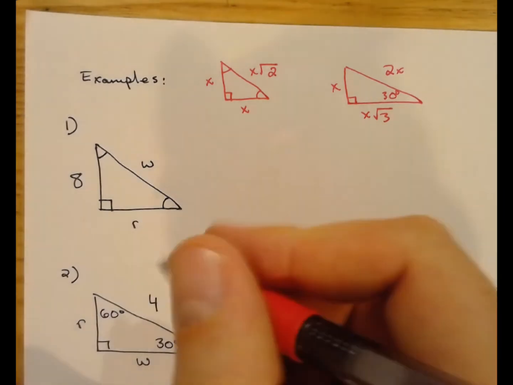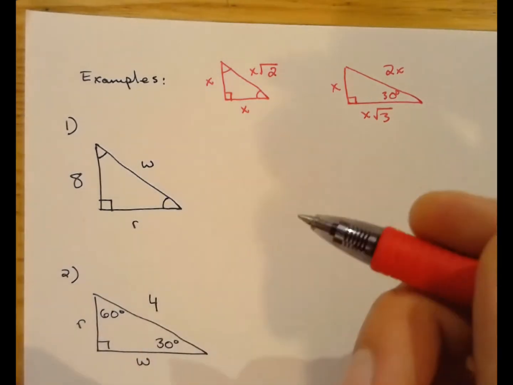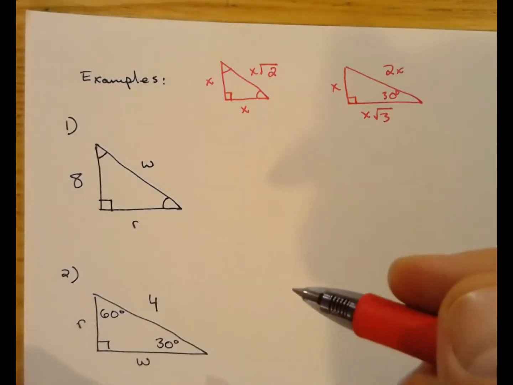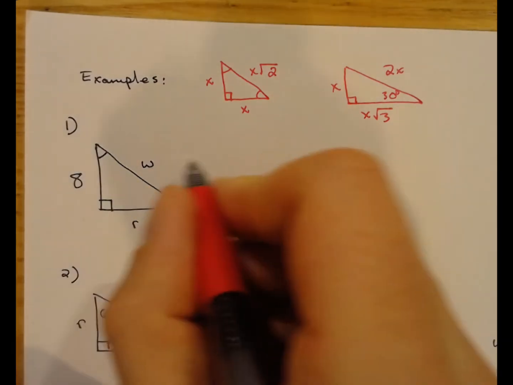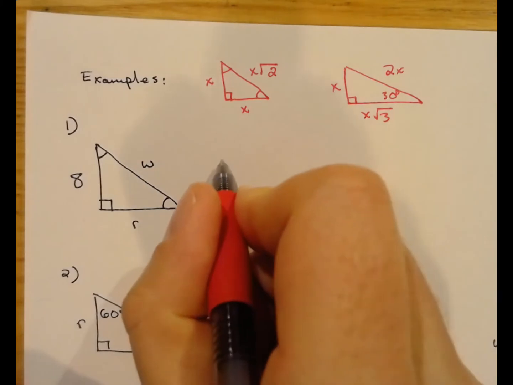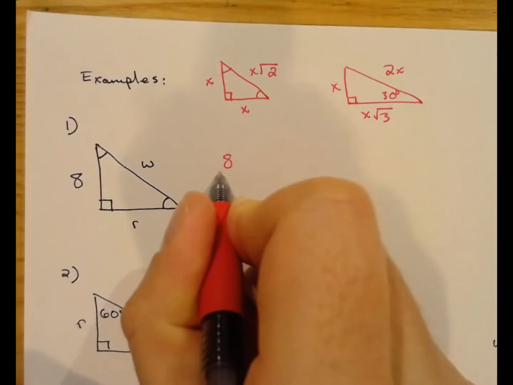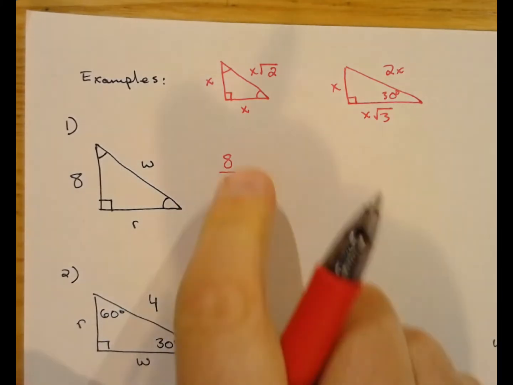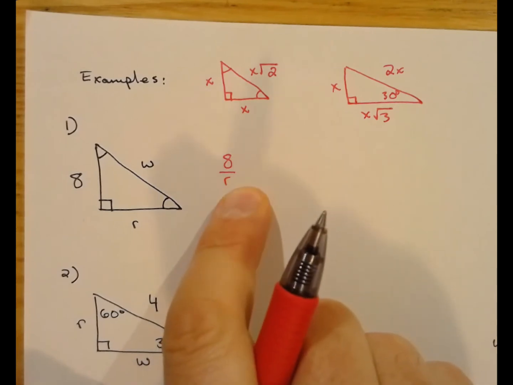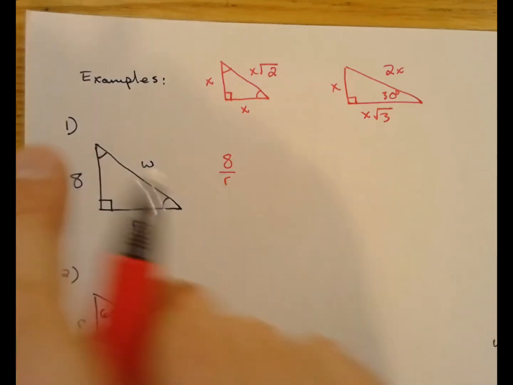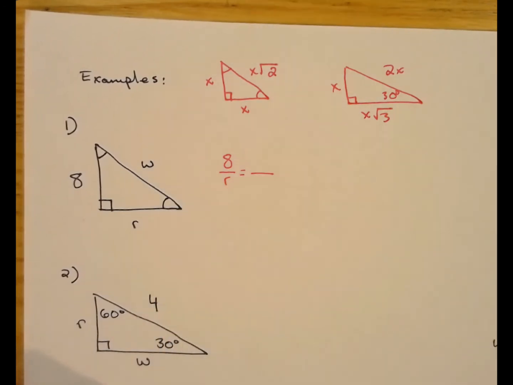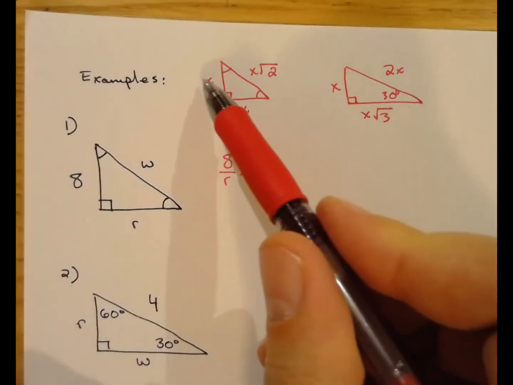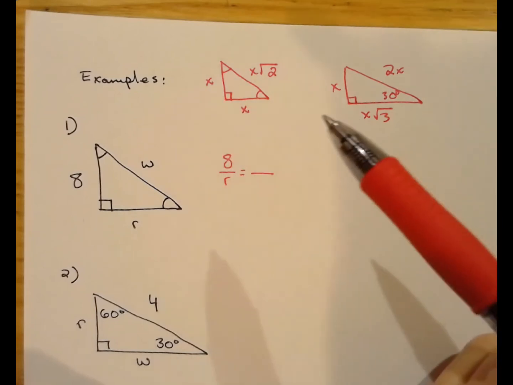It doesn't really matter, r or w. Some of you could probably even guess that r is going to be 8, and it is. But using the process, our first ratio has a known and unknown value from the example itself. And then the second ratio of our proportion, that's going to be 2 sides from the theorem.